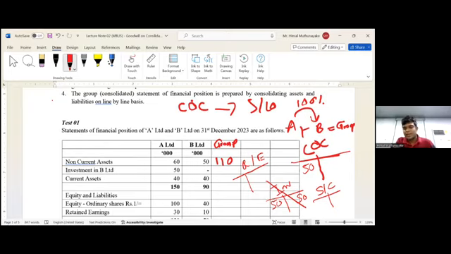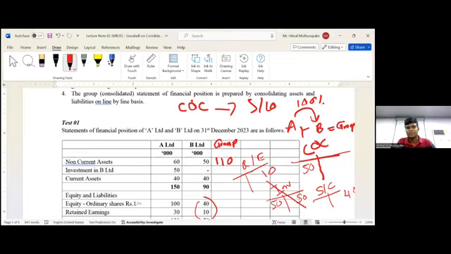So by investing this 50,000, what am I getting? I am getting the net assets of B Limited. So what net assets do I have? I have equity capital of 40,000 in B Limited, because I am buying B Limited now. And retained earnings, I have 10. These are the net assets I am getting.